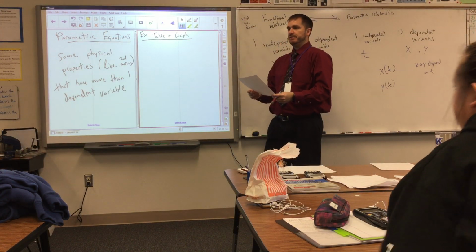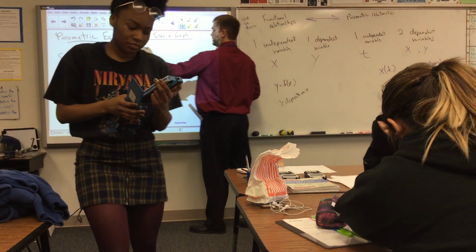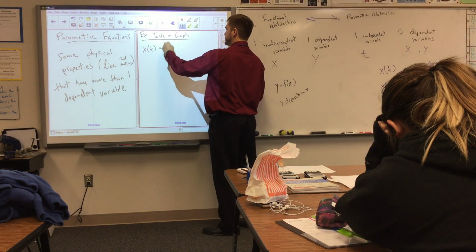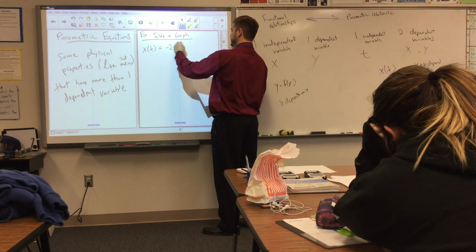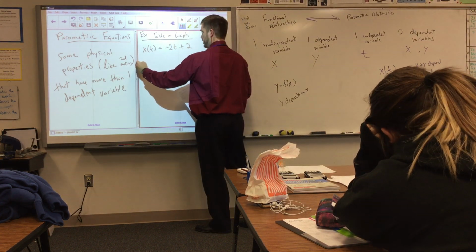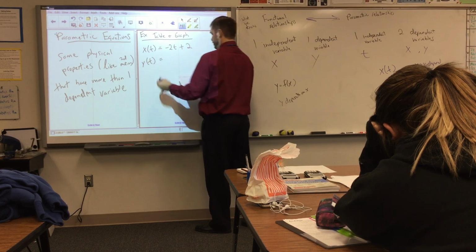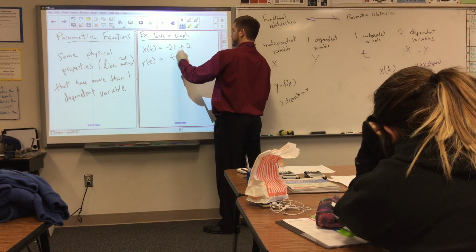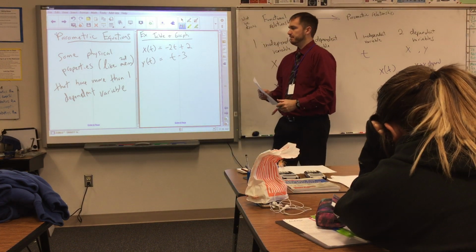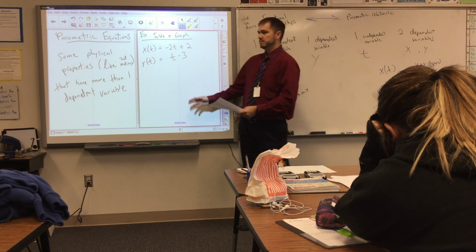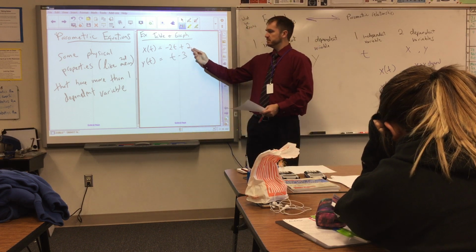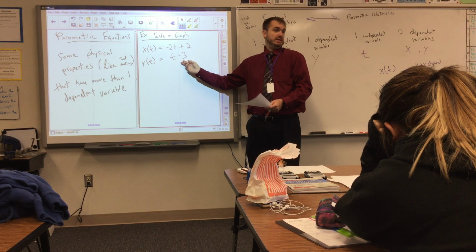So here's a table and a graph of a parametric equation. x of t is equal to negative 2t plus 2. And y of t is equal to t minus 3. Notice, x depends on t, and y depends on t.